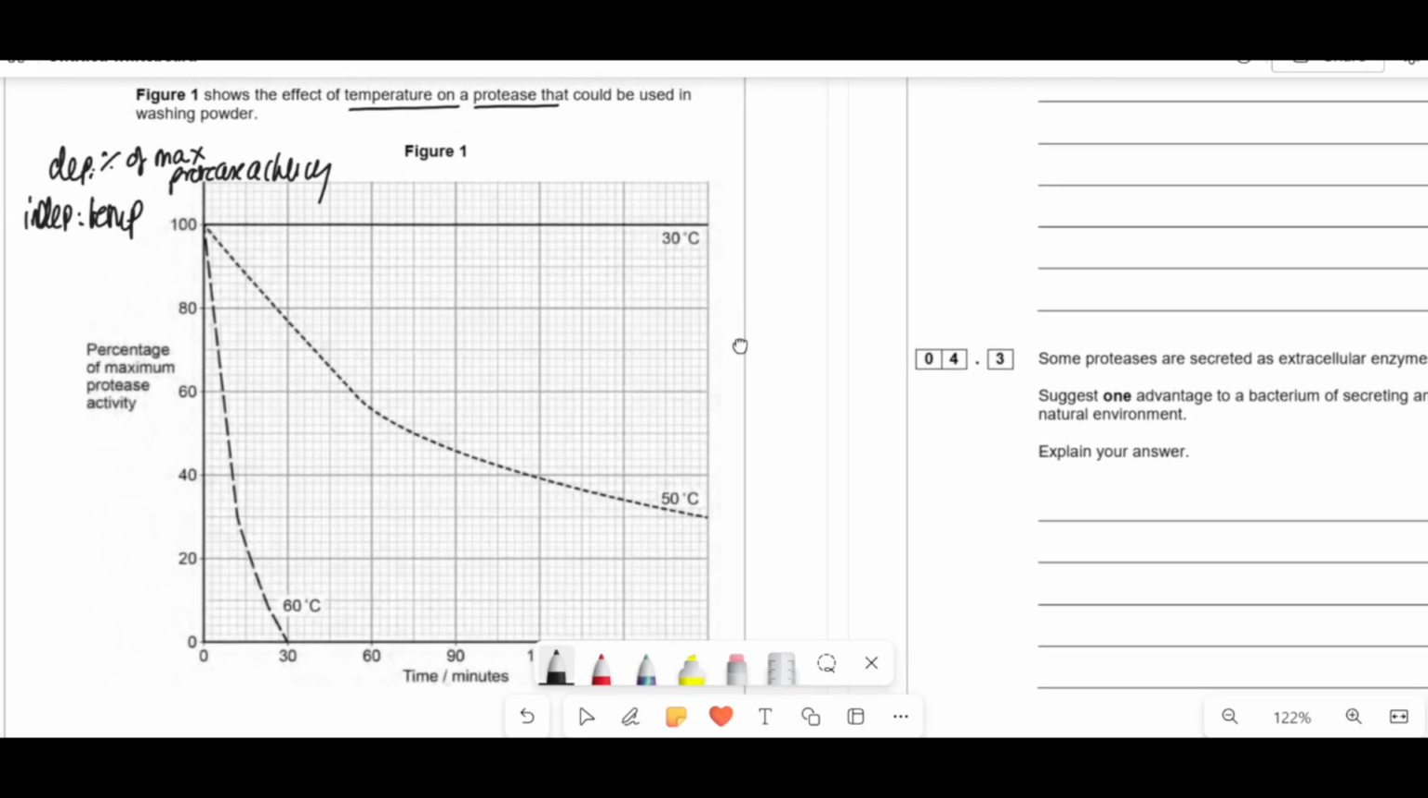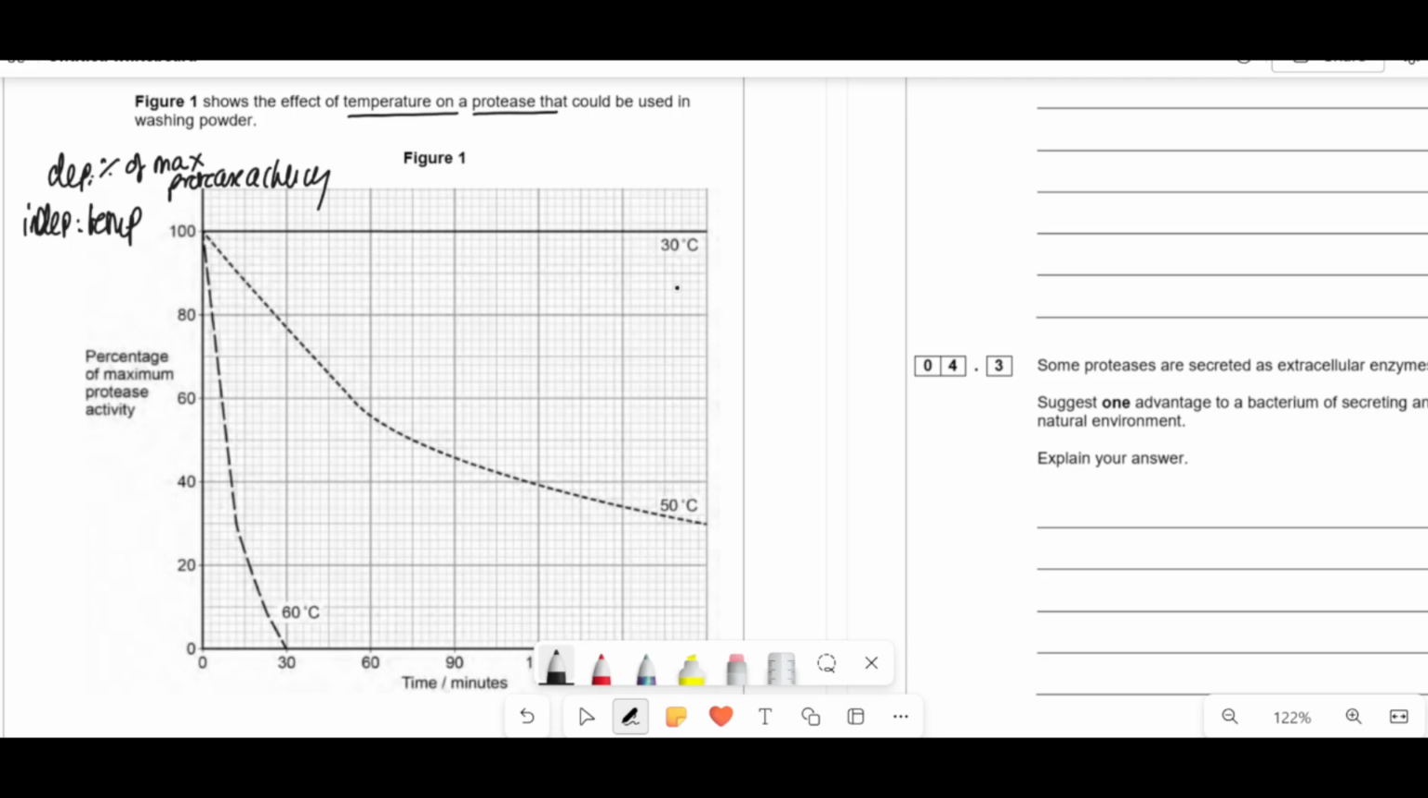So then also, when you do these, look at each line one by one for a second and just describe it to yourself. So I'm going to start with this 30-degree line. It is just still. It is just the same. It's the percentage of the maximum protease activity. If it's 100%, this is working at max.